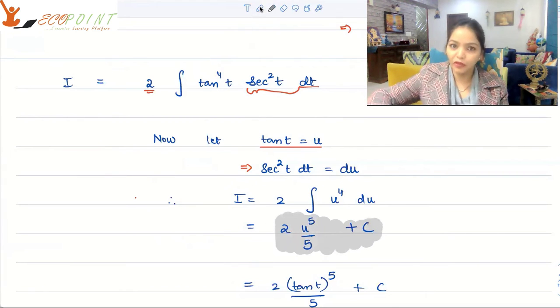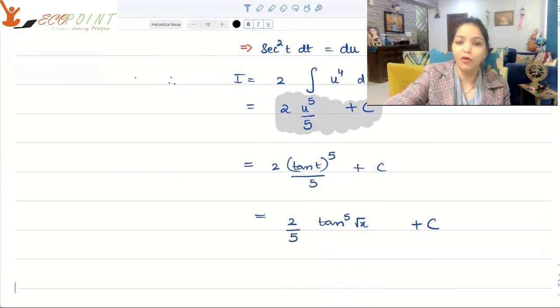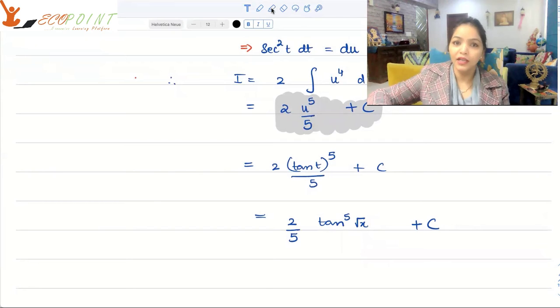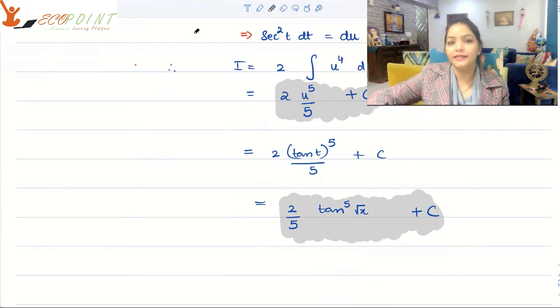Now substitute for u is tan t, and then substitute for t is root x. Hence finally you will get the answer 2 by 5 tan to the power 5 root x plus c.